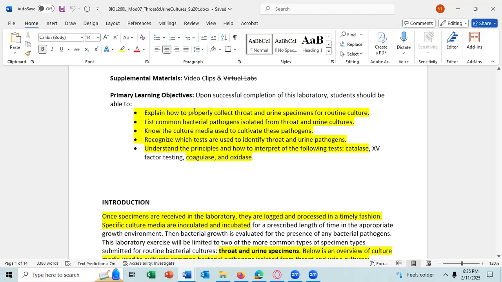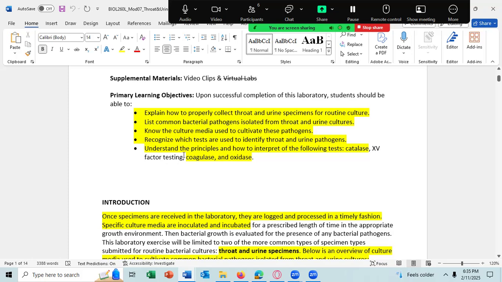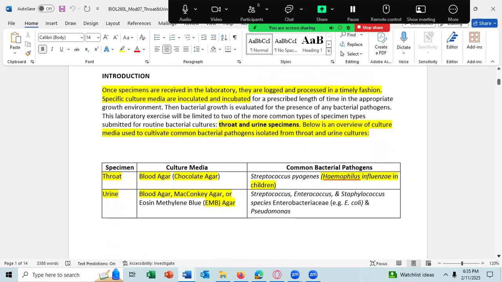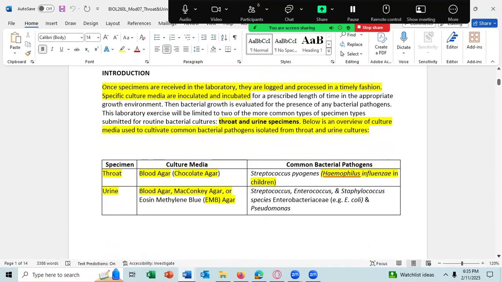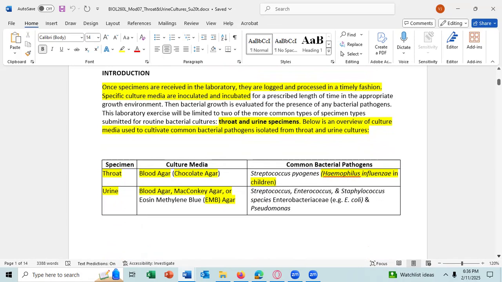We will briefly talk about the XV test, but you don't need to understand it or explain it, meaning I'm not going to test you on the XV factor testing. Any questions about these learning objectives? All right. Once specimens are received in the lab, they are logged and processed in a timely fashion with specific culture media inoculated and incubated for throat and urine specimens. Below is a table of the culture media used to cultivate common bacterial pathogens isolated from throat and urine cultures.